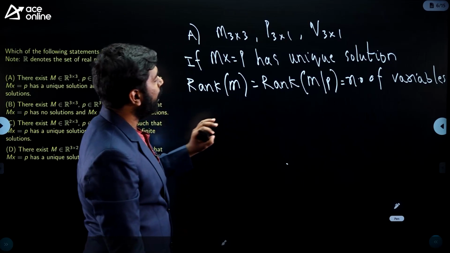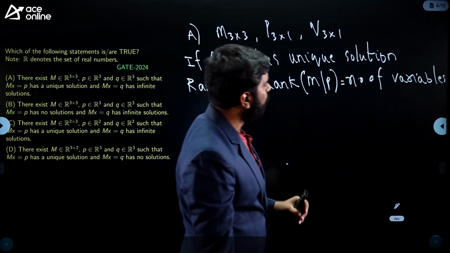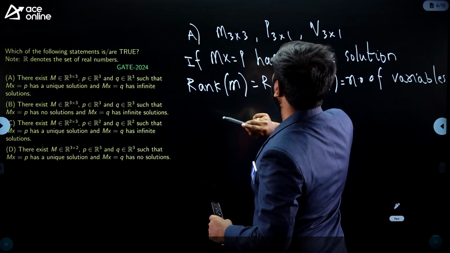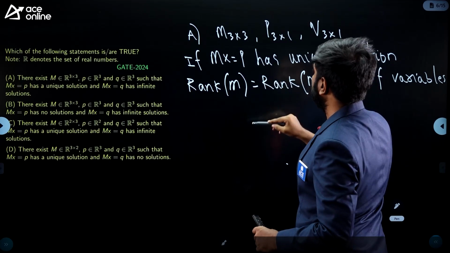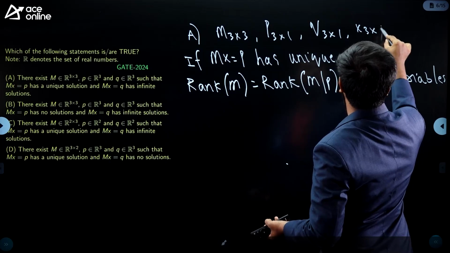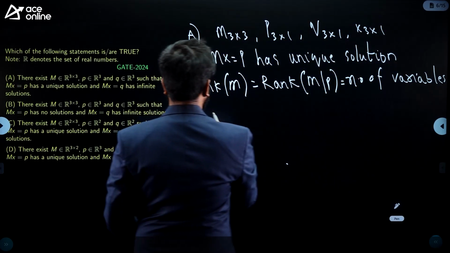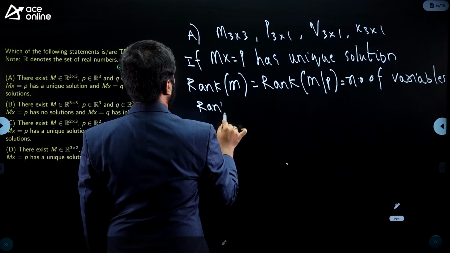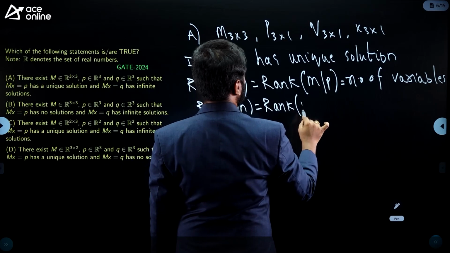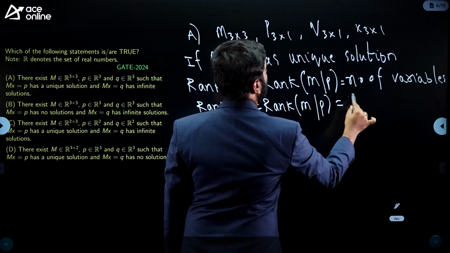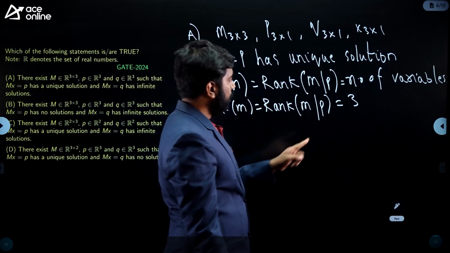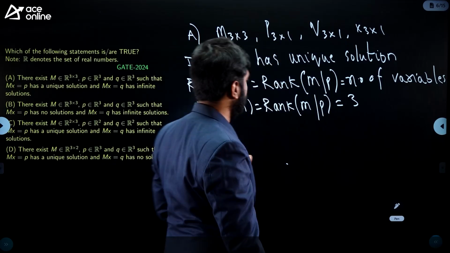Rank of M should be equal to rank of the augmented matrix, and it should be equal to the number of variables. So how many variables are involved here? Since it's a 3 cross 3 matrix, and on the right side you get 3 cross 1, X is a 3 cross 1 unknown vector. So the conclusion is that rank of M is for sure equal to rank of MP, which is equal to 3. This is a very important information.